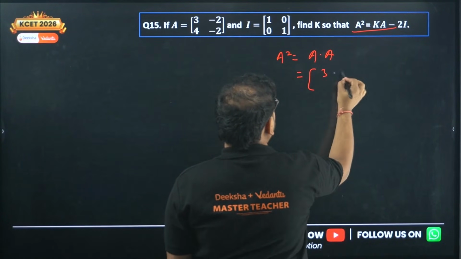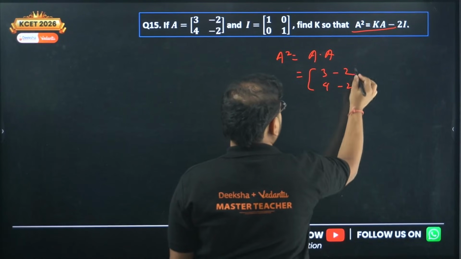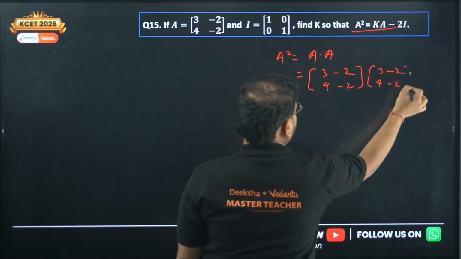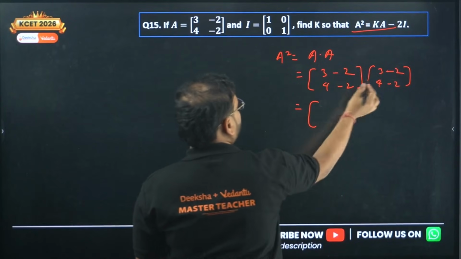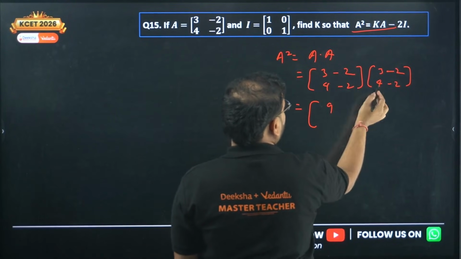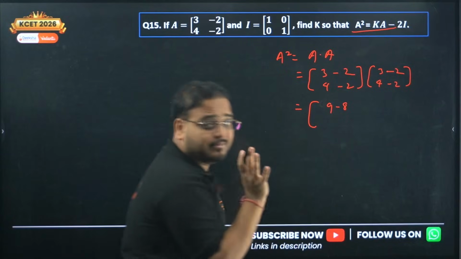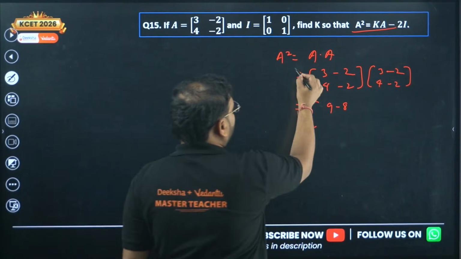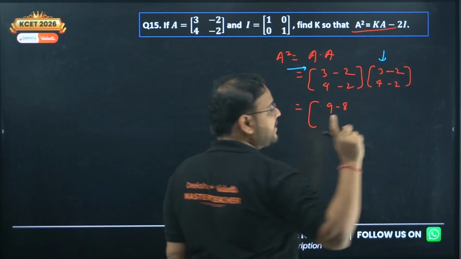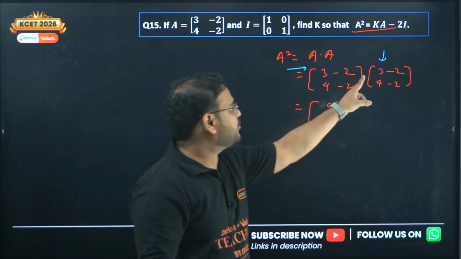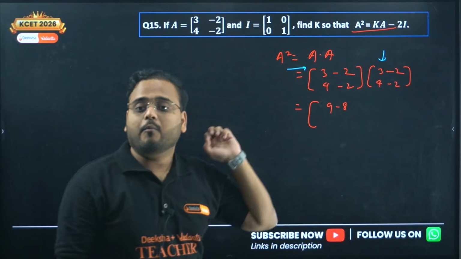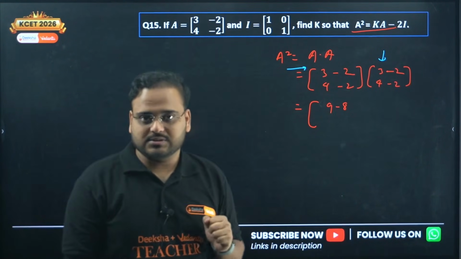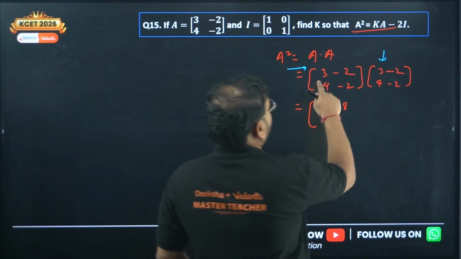Check here. 3 minus 2, 4 minus 2, times 3 minus 2, 4 minus 2. Multiply this: 3 into 3 is 9 and minus 2 into 4 is minus 8. This is my first element, okay? This is not two elements. I hope you get it. First row to first column will give me my first element. 3 into 3 is 9, minus 2 into 4 is minus 8. Why am I putting so much emphasis on this part? Because this is where the mistakes happen by students, okay? That's why.